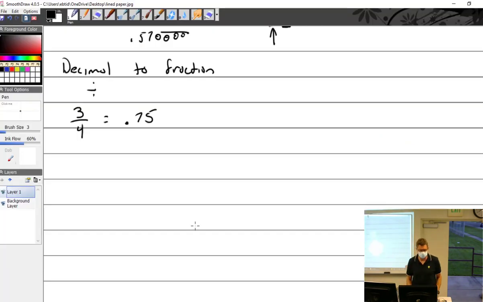There we go. Decimal to fraction. Nope, that was fraction to decimal, wasn't it? So decimal to fraction then, 0.75. I want to go to 0.75 and I want to go back to a fraction. How do I do that?